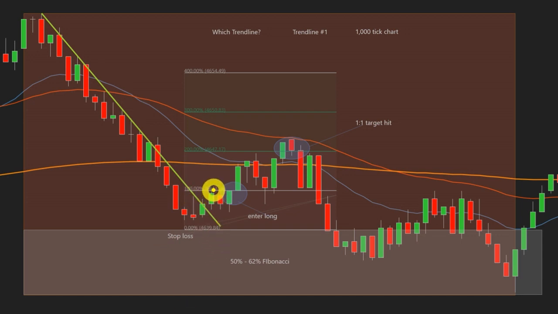So right here in this area, we get a consolidation. We put our stop loss here, probably get long as soon as it starts to break out above that consolidation. And so the measurement for our 1-to-1 is right here, and we hit a 1-to-1 on that.